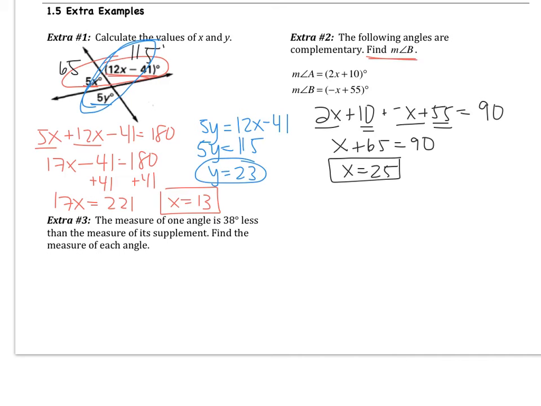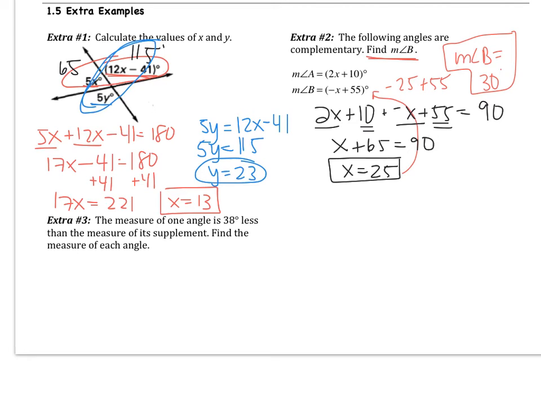Now the question says, find the measure of angle B. So I need to substitute that in. So I get negative 25 plus 55. So the measure of angle B ends up being 30 degrees. Okay, one more to do, and then you're going to start working on your classwork. So example 3, it says the measure of one angle is 38 degrees less than the measure of its supplement. Find the measure of each angle.